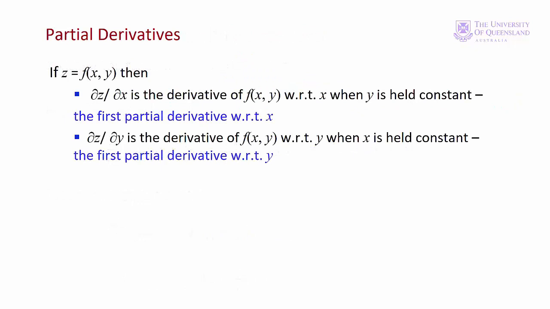We can summarise that information. So we have a function, z equals f of xy. Then del z del x is the first partial derivative with respect to x. That is, we're differentiating with respect to x, considering that y is held constant. Similarly, del z del y is the first partial derivative with respect to y. We consider x to be held constant.